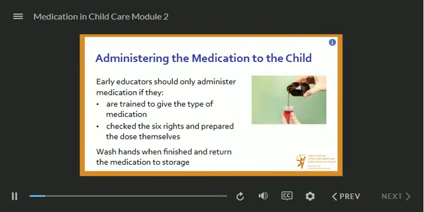Early educators should only administer medication if they are trained to give the type of medication that needs to be given. They should seek out additional skills-based training on the type of medications that are necessary to give to children in their care. And only early educators who have checked the 6 rights and prepared the dose for the child themselves should give the dose. After administering medication, hands should be washed, and the medication returned to storage.